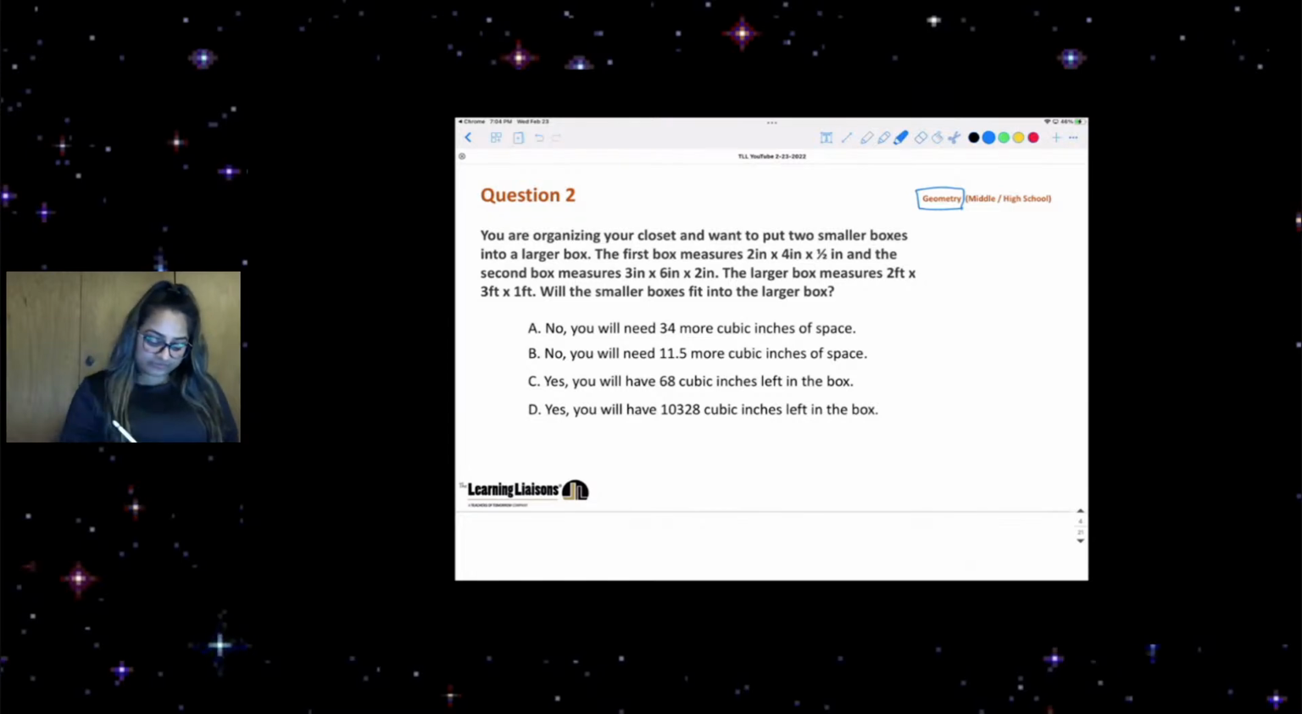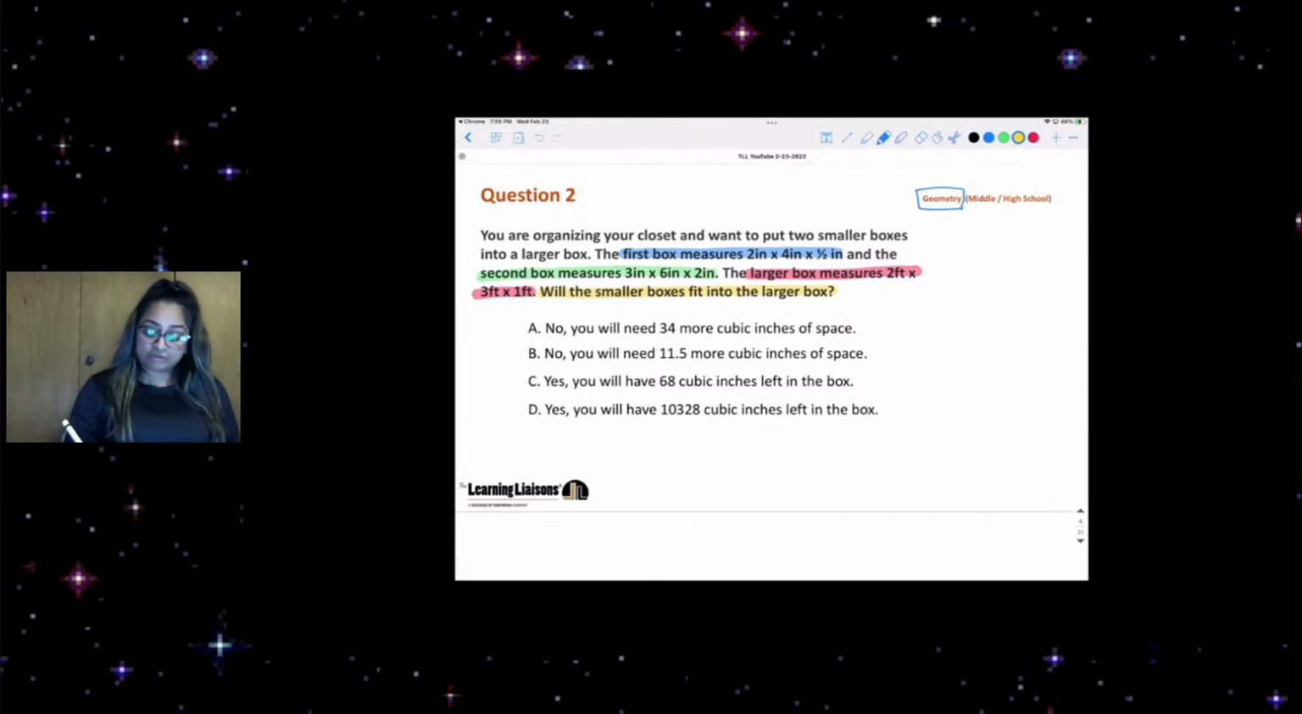They tell you that the first box measures 2 inches by 4 inches by ½ inch, and the second box measures 3 inches by 6 inches by 2 inches, and they tell you what? The larger box measures 2 feet by 3 feet by 1 feet, and they want to know, will the smaller boxes fit into the larger box? I don't know. Do you know? Well, we have to figure out how large the boxes are.